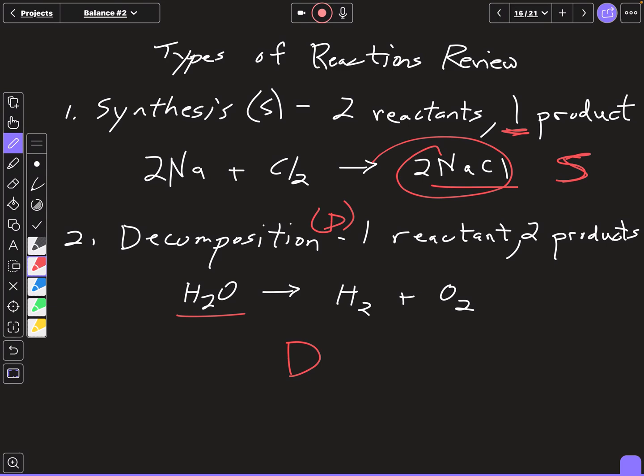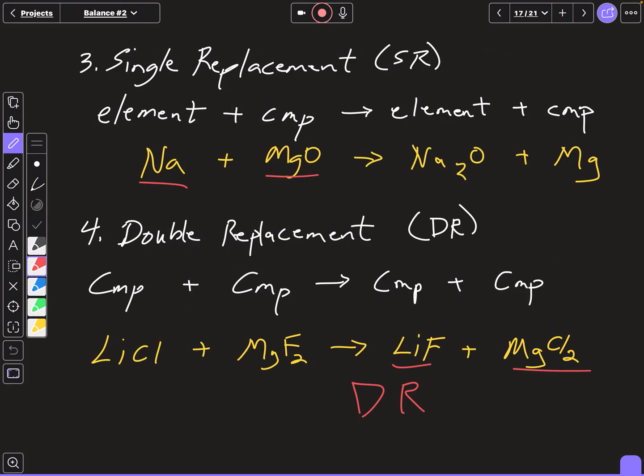Decomposition is whenever you have one reactant and 2 or more products. If you only have one reactant, it's always going to be decomposition because that compound is decomposing into its individual elements. A single replacement, and it's also sometimes called displacement, so it means the same thing. That's whenever you have 2 reactants and 2 products.